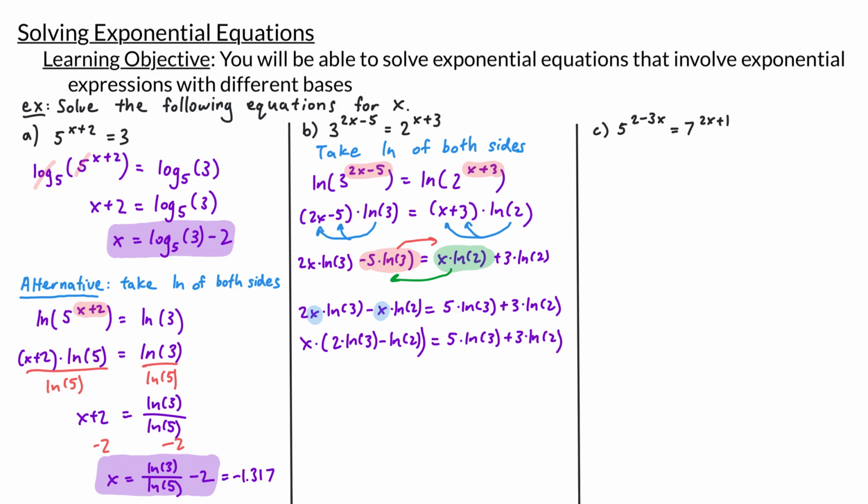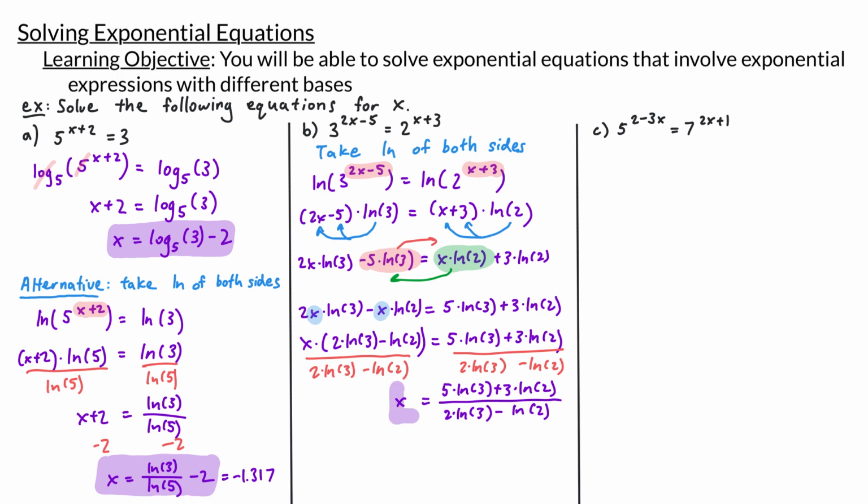And now all we have to do is divide both sides by 2 times ln of 3 minus ln of 2. If we do this, on the left-hand side, all we'll be left with is x, and on the right-hand side, we have 5 times ln of 3 plus 3 times ln of 2 divided by 2 times ln of 3 minus ln of 2. So this here is the exact solution to our exponential equation.